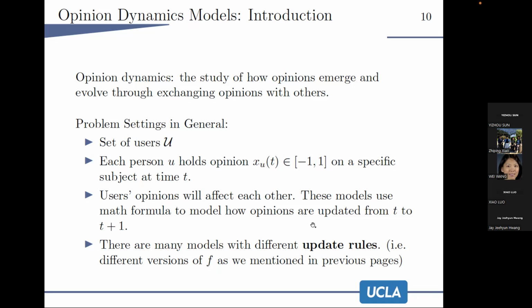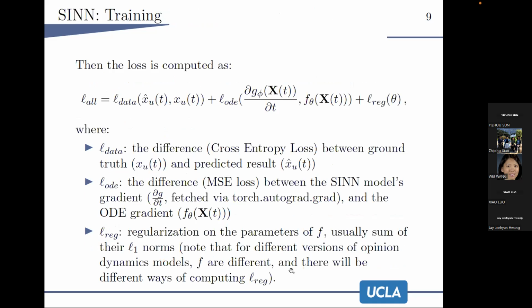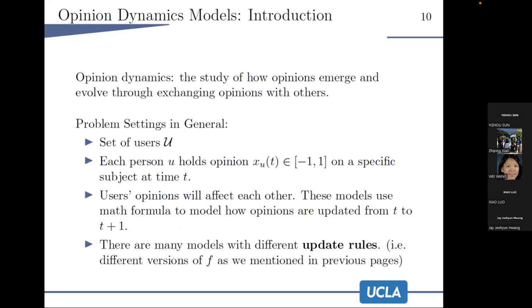And this model uses some math formula to model how opinions are updating from any time step t to the next time step t plus 1. The most obvious difference between any two models is that they have different update rules, which means there will be different versions of f. This f, as we mentioned on the previous page, refers to the underlying dynamic rule.